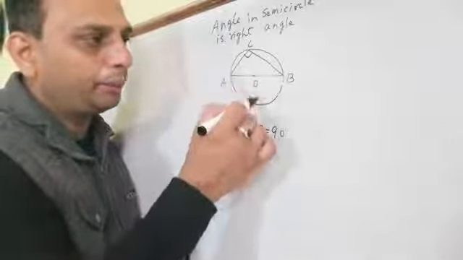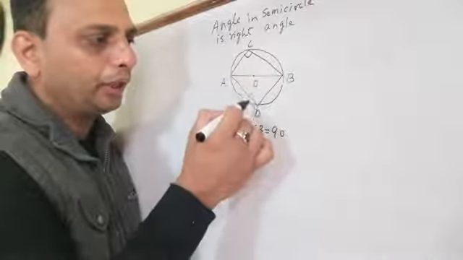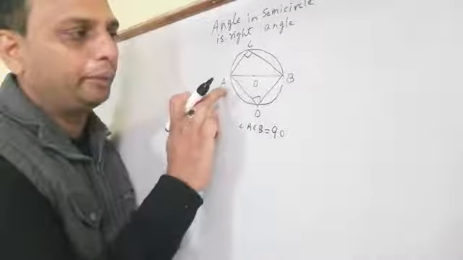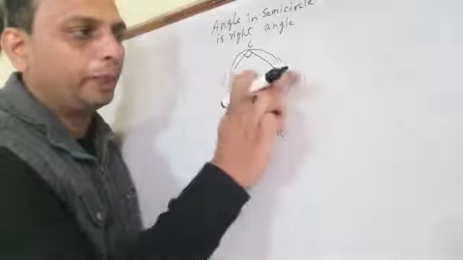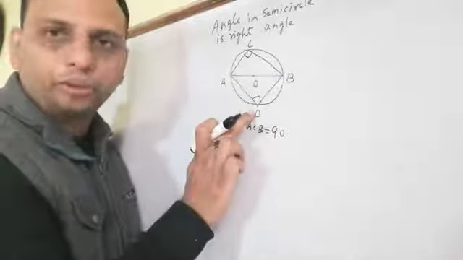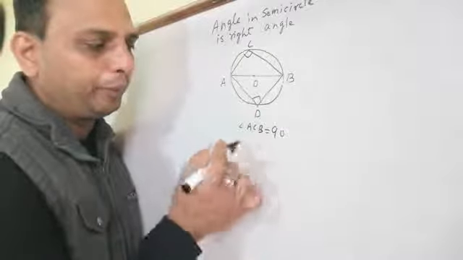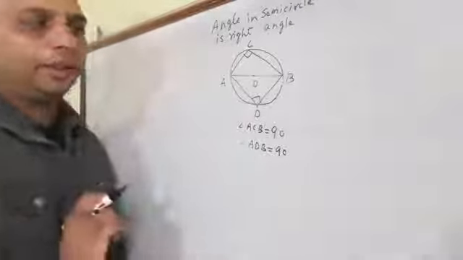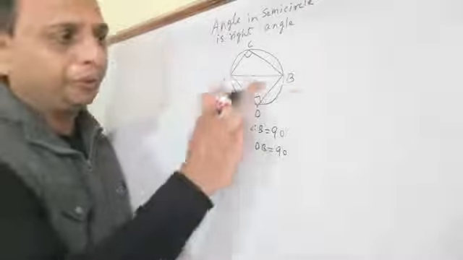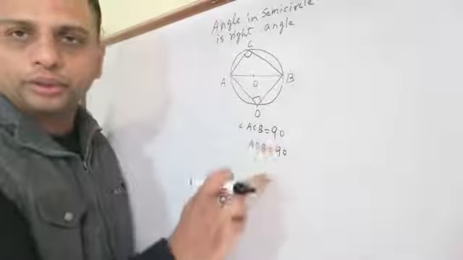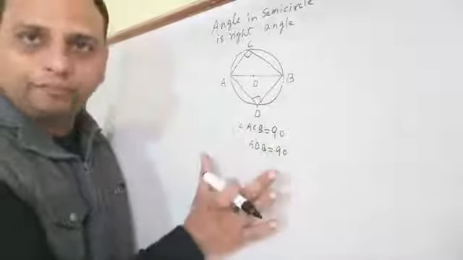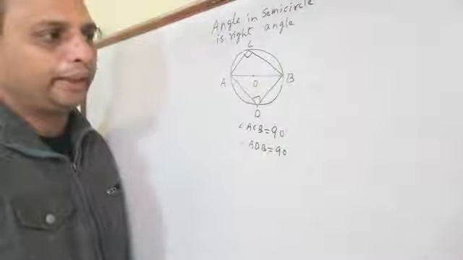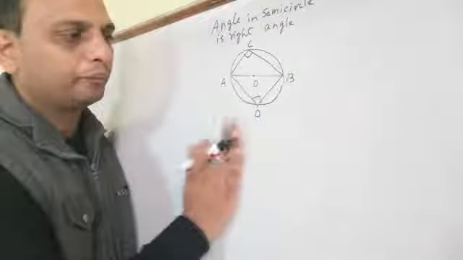Same way here also it will be 90 degrees, because the angle in the semicircle is a right angle. So ADB will also become 90 degrees, because this is also forming with the help of diameter AB, and the angle is formed on the circumference. Understood? There should be one diameter, and the angle should form on the circumference. Then we can apply the theorem. Angle ACB is 90 degrees and ADB is 90 degrees.